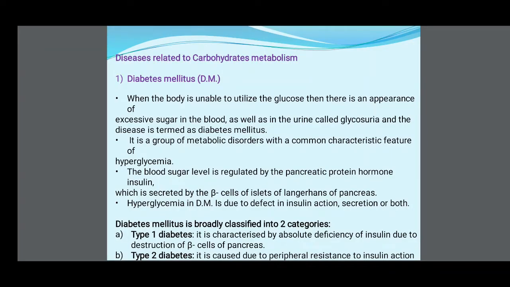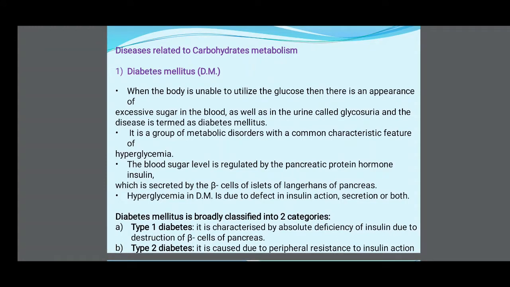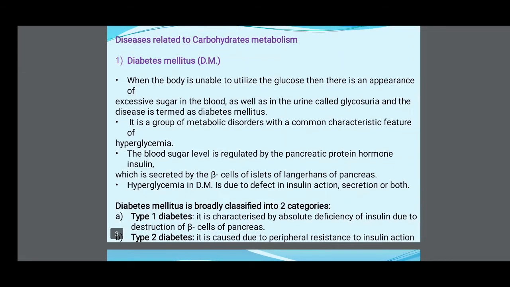Then we discuss diseases related to carbohydrate metabolism. In that, first one, diabetes mellitus. When the body is unable to utilize the glucose, there is an appearance of excessive sugar in the blood as well as in the urine called glycosuria, and the disease is termed diabetes mellitus. It is a group of metabolic disorders with a common characteristic feature of hyperglycemia. The blood sugar level is regulated by the pancreatic protein hormone insulin, which is secreted by the beta cells of islets of Langerhans of pancreas.